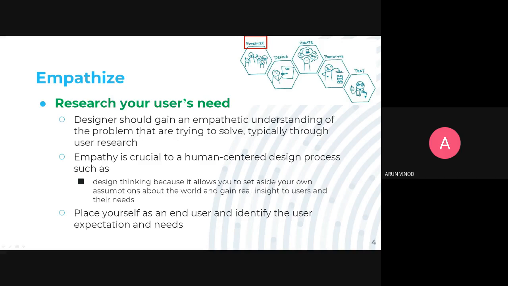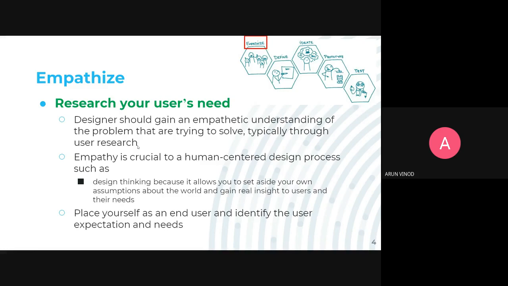Designers should gain an empathetic understanding of the problem they are trying to solve, typically through research. What you are doing is research on the user's problem. What kind of research? Sometimes you may be asking some questions to the users or the customer. You will prepare a list of questionnaires and give those questions to the customer. The customer will answer all the questions, and once the customer has given the answers, the design team will analyze the answers, and once the answers are analyzed, they will come to, okay, this is the problem. If the problem is identified, then you are able to define it.